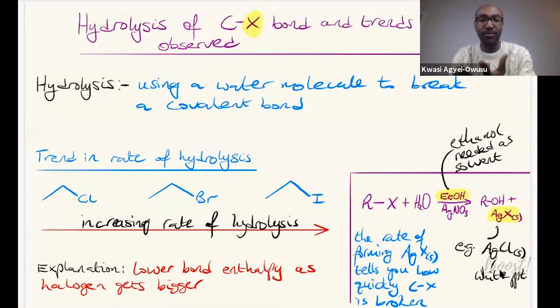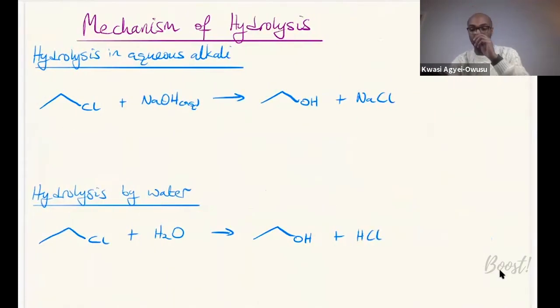Okay, so that's hydrolysis, but let's look at it in terms of the mechanism. What's actually going on when water breaks that carbon-halogen bond, or even in the instance where you use aqueous alkali as your nucleophile? Okay, so we've got two examples here. We've got aqueous sodium hydroxide reacting with chloroethane. And of course, in this instance, you've got the hydroxide ion as your nucleophile.